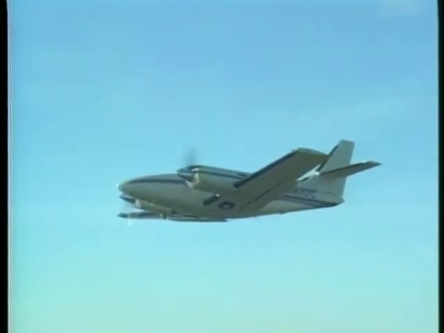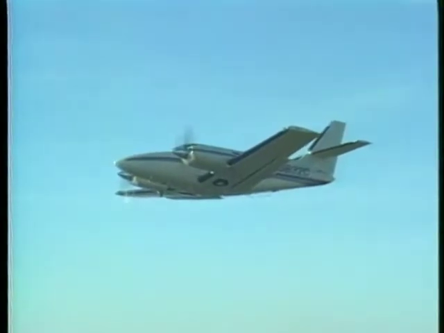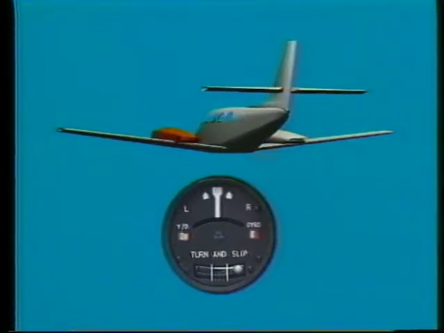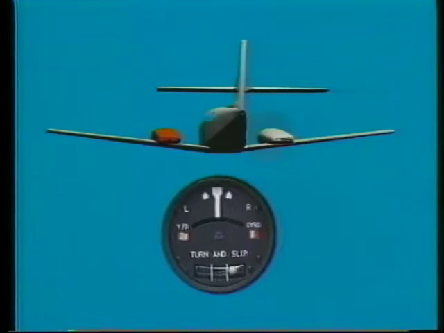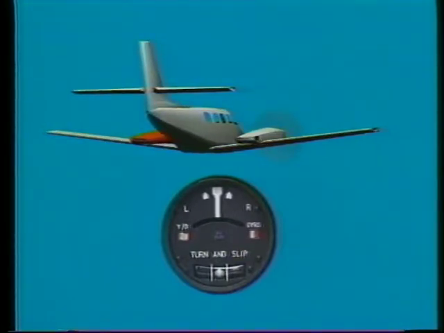It's a common misconception that when an engine fails, a twin is flown wings level with the ball centered. Let's look at why this is not a good practice. The yaw of an engine failure causes the ball to move toward the operating engine. The amount of rudder pressure required to center the ball actually produces a side slip toward the inoperative engine. Flight tests have shown that this configuration may increase VMC as much as 20 knots and may reduce climb performance by 300 feet per minute in some airplanes.